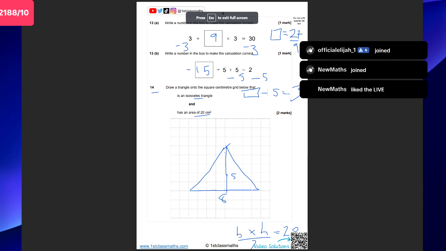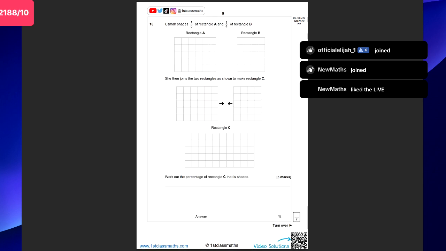3, 2, 1. We're going to move on. Looking at some areas now of rectangles.